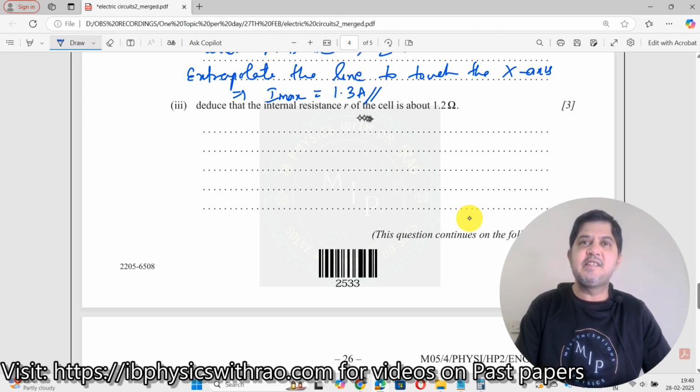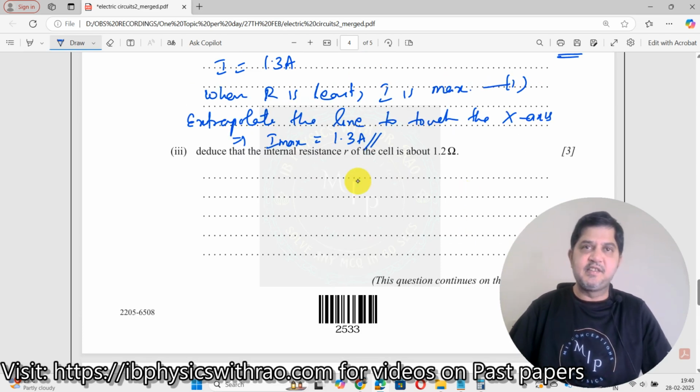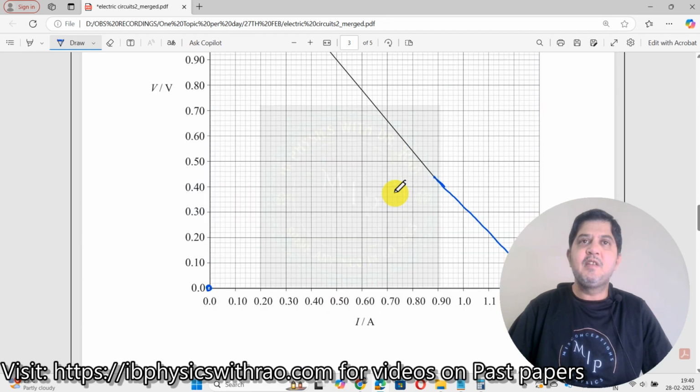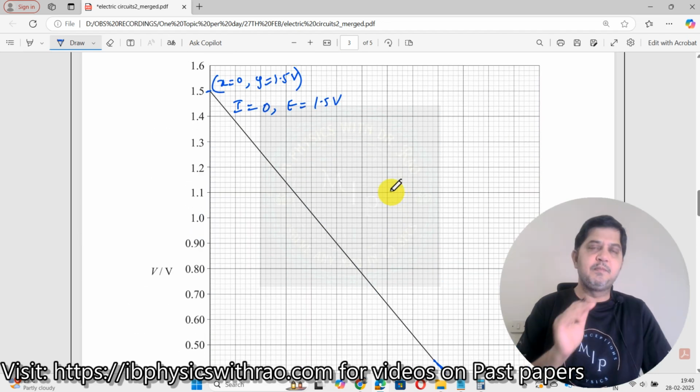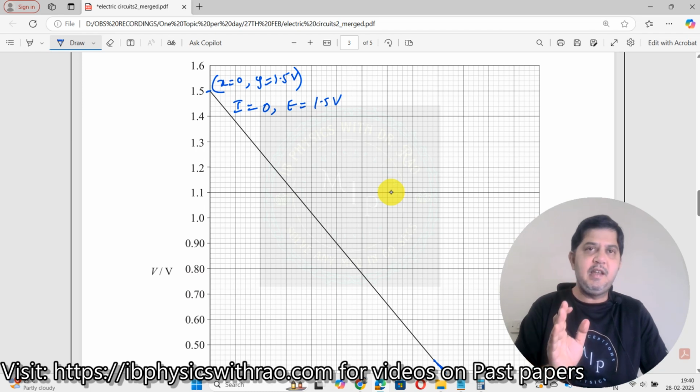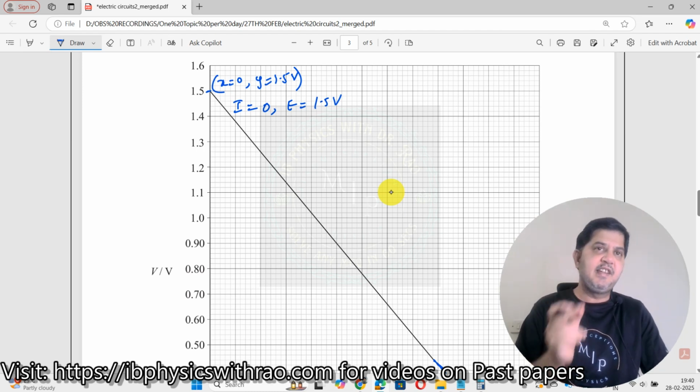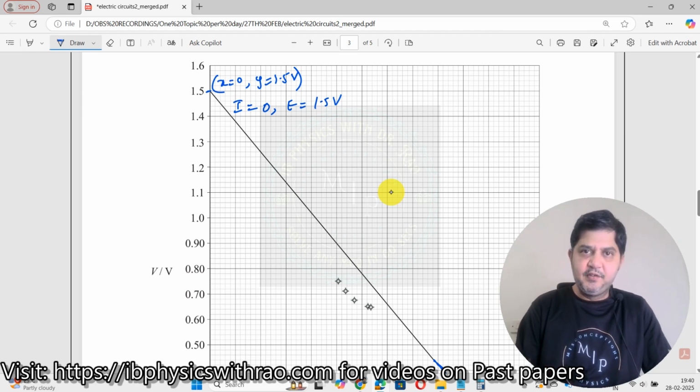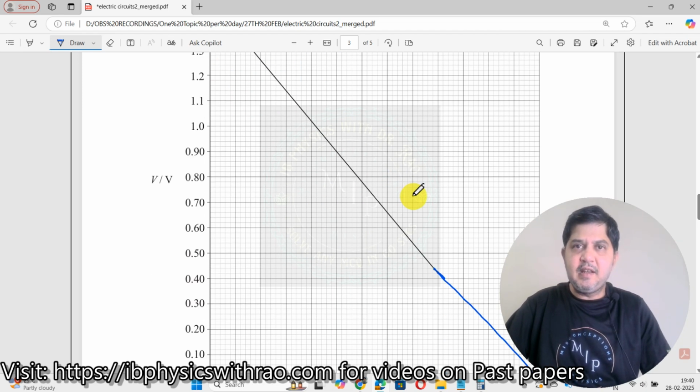Deduce that the internal resistance r of the cell is about 1.2 ohms. Internal resistance. Now what do we do here? Let us go back here and find out the slope. If you find the slope, you get the voltage across the battery and the current passing through the battery. Both of them are referring to the battery. So you get the resistance that is inherently present in a battery, which is internal resistance. So towards it, you have a graph here.